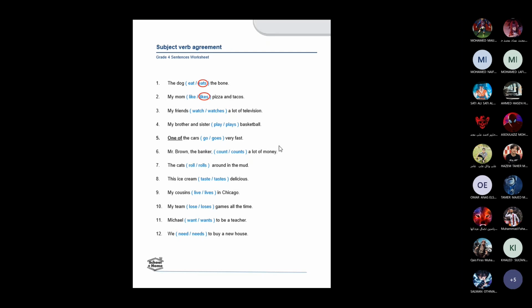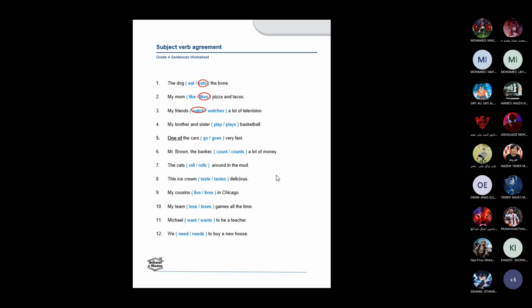Qais Firas. Yes, mister. Number four. My brother and sister play basketball. Which verb agrees with the subject here? The second one, plays. But here, I'm saying my brother and sister, and this is plural. So play, only play, without this S. Okay? Yes. So as I told you before, guys, thanks, Ya Qais.